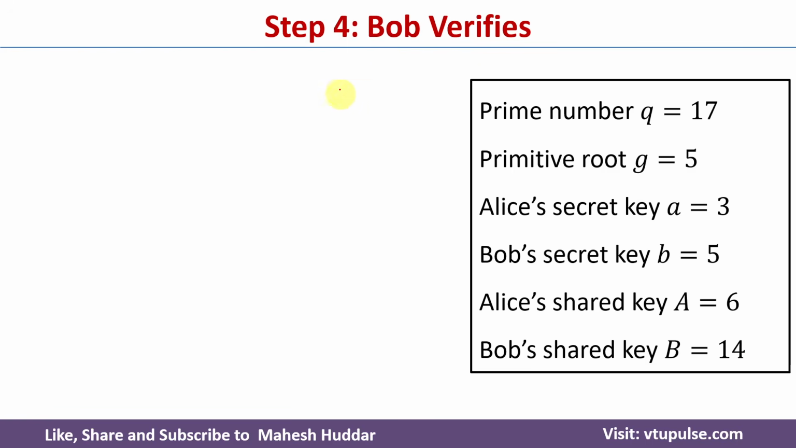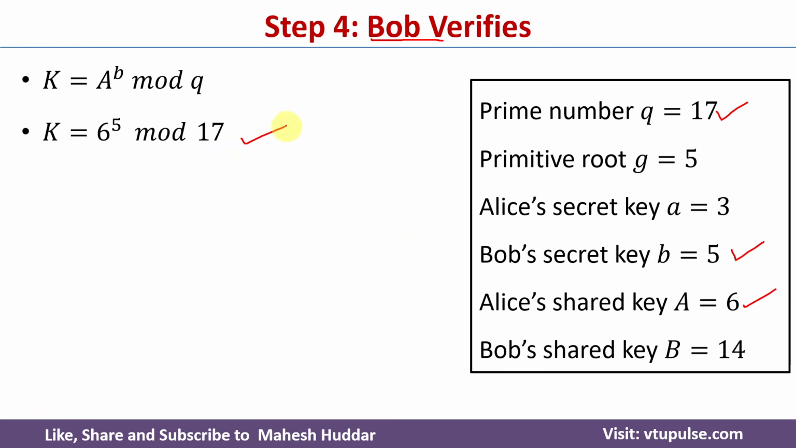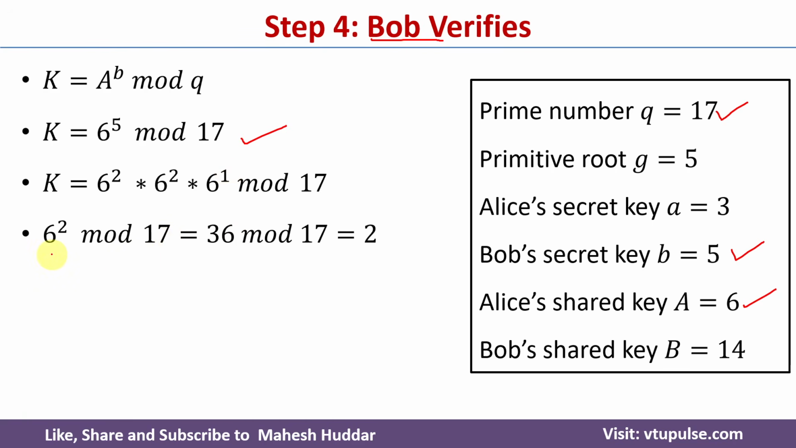In the next step, Bob verifies that secret key by using this formula, that is k is equal to a raised to b mod q. Here a value is 6, b value is 5 and q value is 17. So once you put this in, it will look something like this. So this 6 raised to 5 can be split into 6 square into 6 square into 6 raised to 1. So first we will calculate 6 square mod 17. So 6 square is nothing but 36. So 36 mod 17 is equal to 2 because 17 twos are 34. 36 minus 34 is equal to 2.